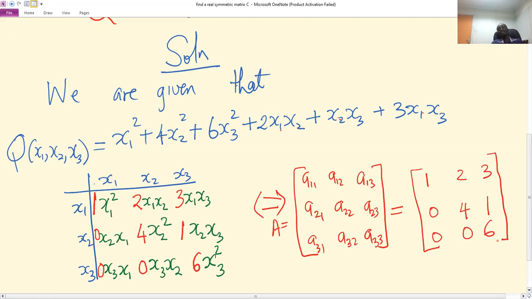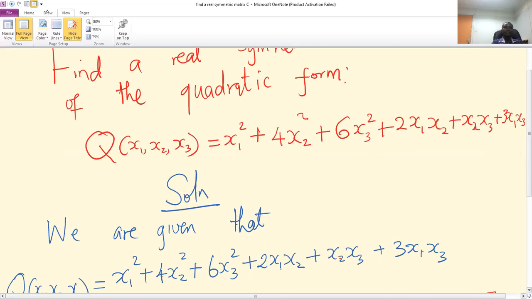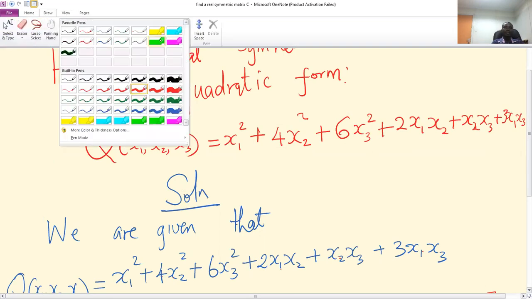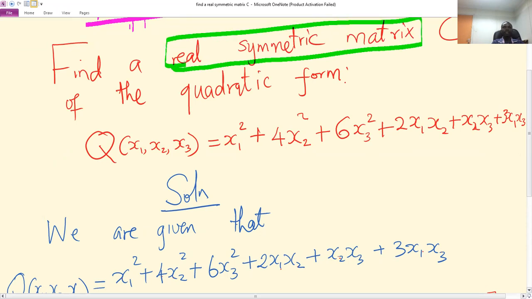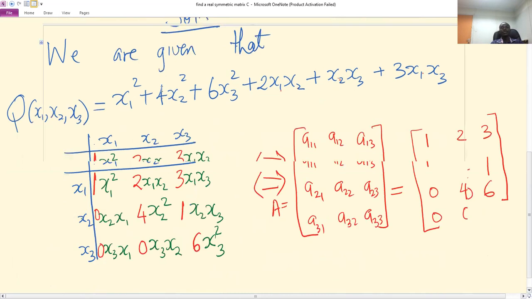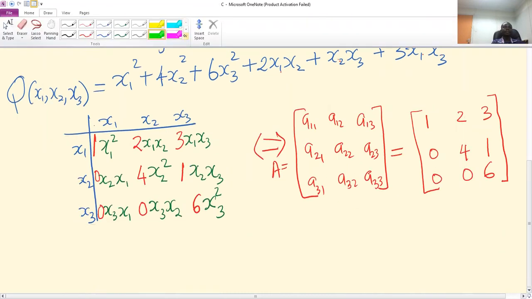But this is not a symmetric matrix. Remember, the problem was asking to find a real symmetric matrix. So the thing is that we have to have a symmetric matrix. So the key term here is symmetric, not just any matrix. So if you stop here, then you have not answered the question correctly.